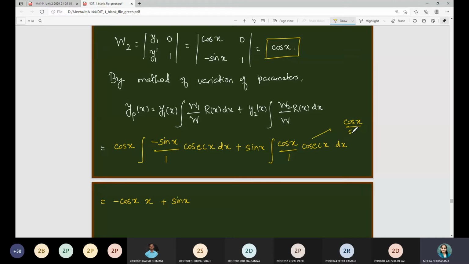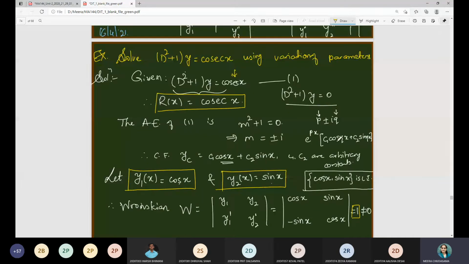x upon sin x. Cot x is cos x upon sin x. So if you see here, the denominator is the function and the numerator is its derivative. Therefore its integration is given by ln sin x, or log sin x, whatever you write. So this is what we are getting as the particular integral. Let me give this as 3. Where we found the complementary function, we will give it as 2.